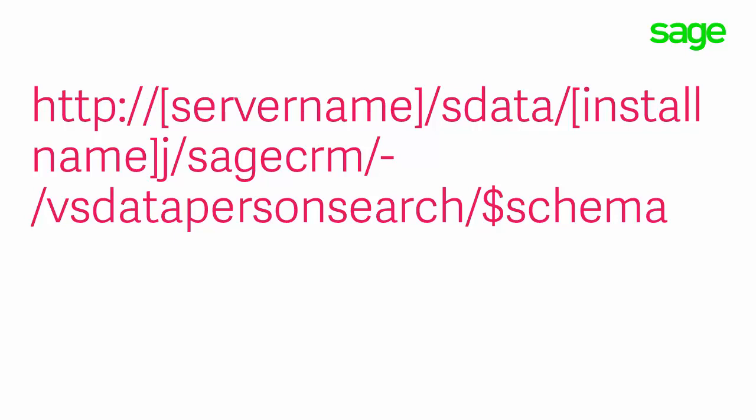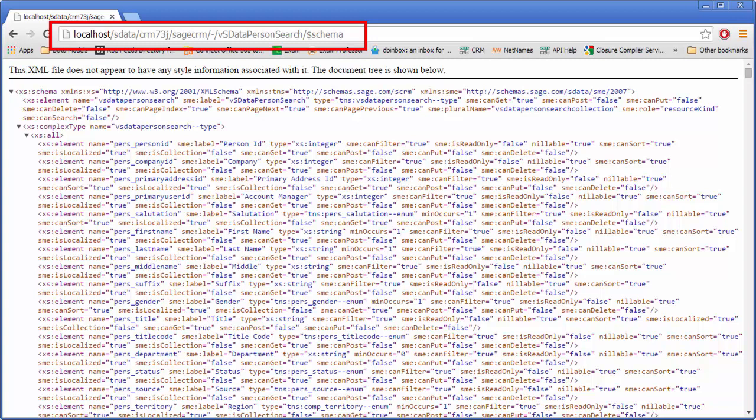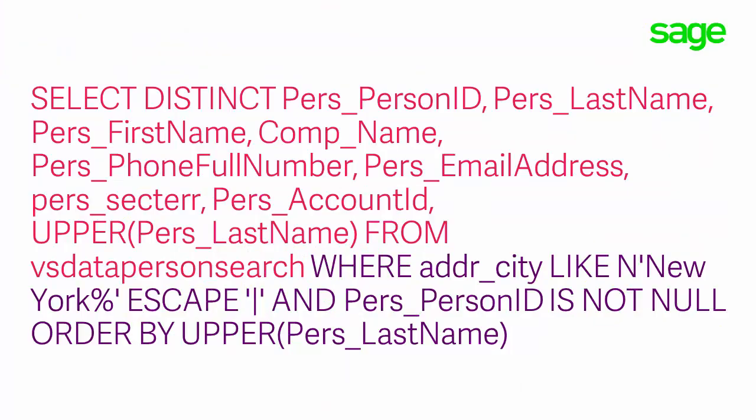An SData URL is available for an external application to call, not just for the schema, but for the application data that sits in the table. The SData syntax allows an external application to form a request that limits the rows returned. Consider this SQL statement. Now, this SQL statement is using the SData Person Search view. It's looking for people where the city is New York and the list needs to be returned in the order of the person last name.